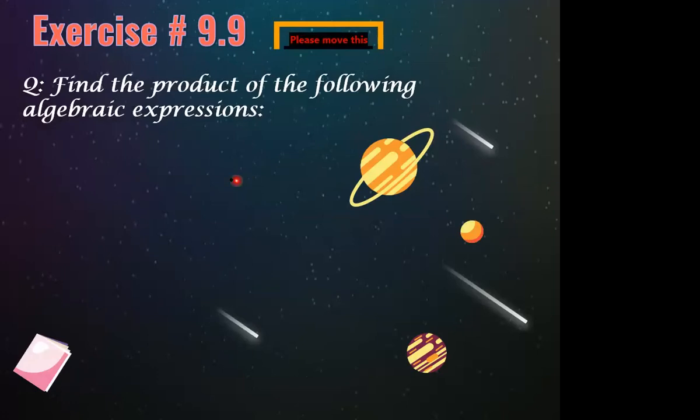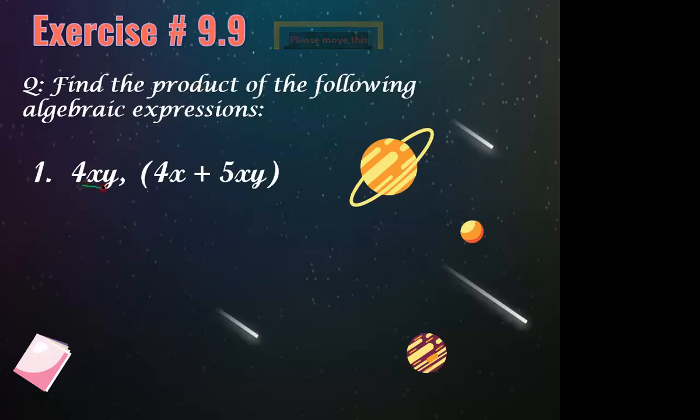Now, what is the question here? Find the product of the following algebraic expressions. It means you have to find out the product. Now look at here, what is this one? Here you have 4xy, and this single term you are going to multiply with this whole term which contains two terms. Now how will you solve it? I'm going to explain it with an example. So just a minute.